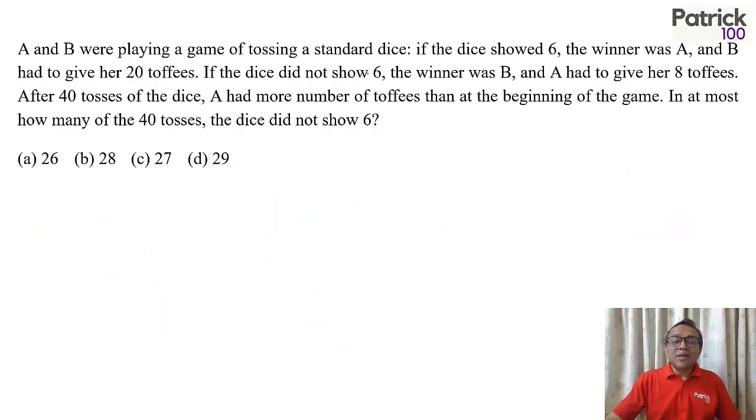So A and B are playing a game of tossing dice. If the dice shows 6, the winner is A, and B has to give 20 toffees. And if the dice does not show 6, then the winner is B, and A has to give 8 toffees. So in the first case, B gives 20 toffees to A if there is a 6, and if there is no 6, then A will give 8 toffees.